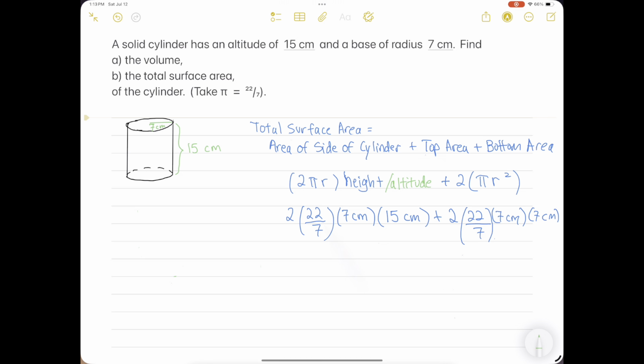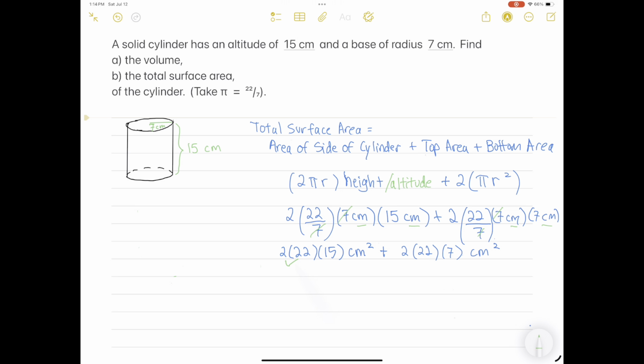Now I begin simplifying the problem by canceling the 7 in the denominator with the 7 in the numerator, which leaves me with 2 times 22 times 15 centimeters square, because I have centimeters times centimeters, plus, and then on the next part of the equation, I also cancel the 7 in the denominator with the 7 in the numerator, which leaves me with 2 times 22 times 7 centimeters square from multiplying centimeter times centimeter.